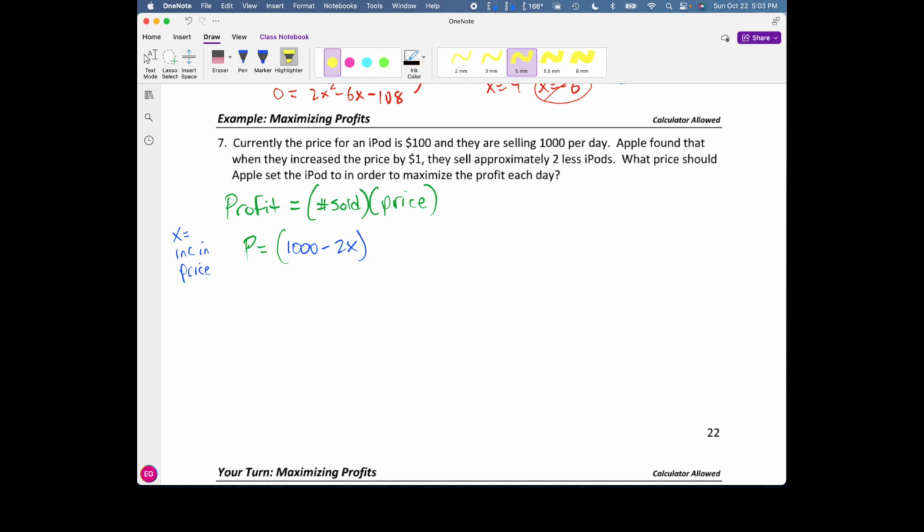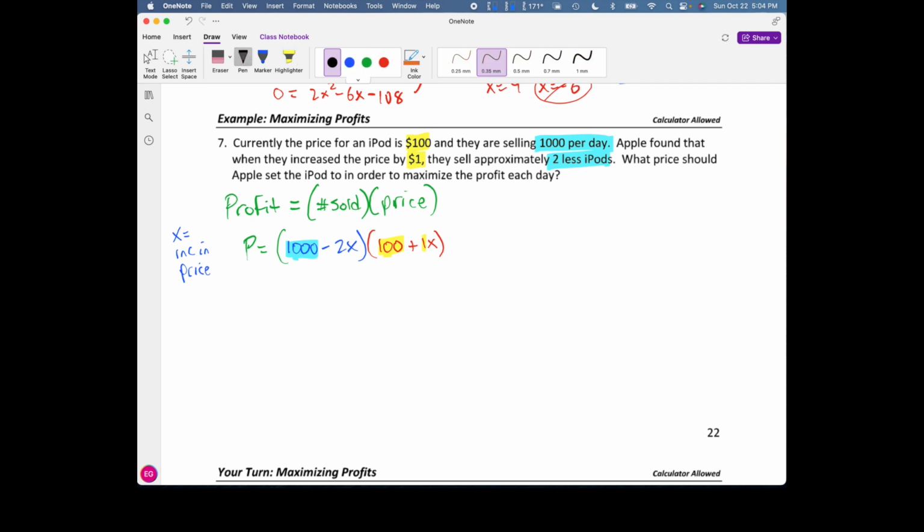So we started off by selling 1,000 iPods per day. So that's why I have 1,000. And then we're selling 2 less each time we go down. Next is going to be our price. We started off with $100. And if we increase by $1, so increase by 1x, so each time we increase, that value will go up by 1. Then that's going to give us how much this profit's going to be. So that 100 came from there and the 1 came from there, just so we're all on the same page.